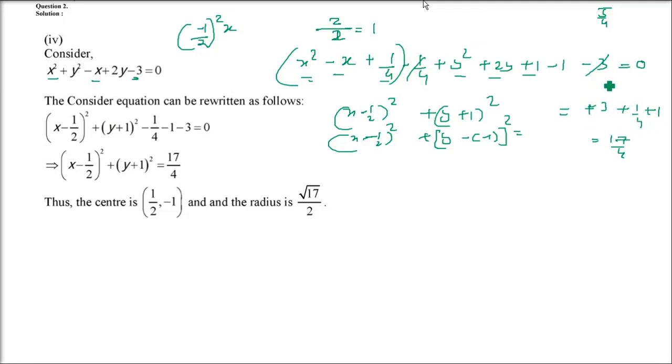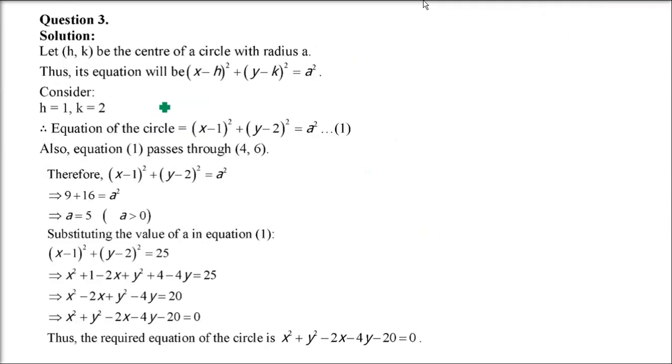So write it as this plus 3, 5 plus 12 by 4, 17 by 4. So here you have 17 by 4. Here h is minus half, k is minus 1, and r is under root 17 by 4. You can write it as 2 square, or if you want to take the under root, it will be under root 17 by 2. This is the radius.